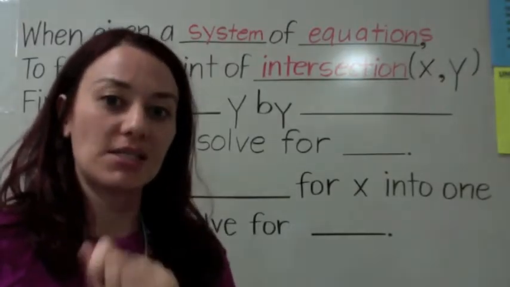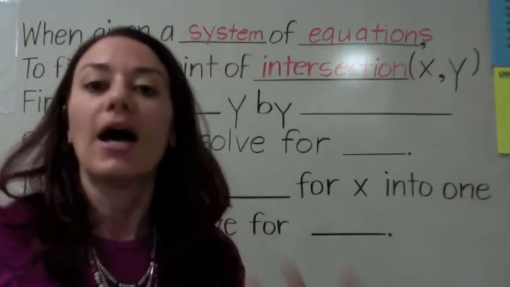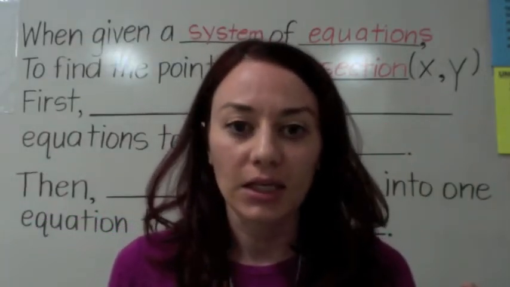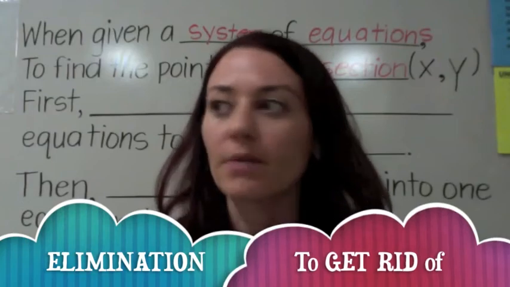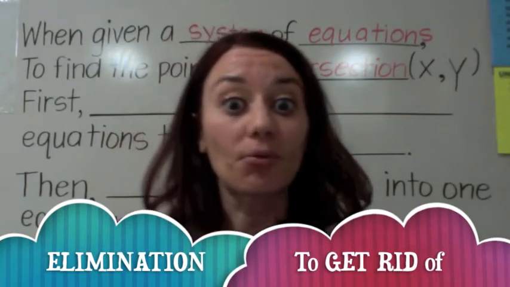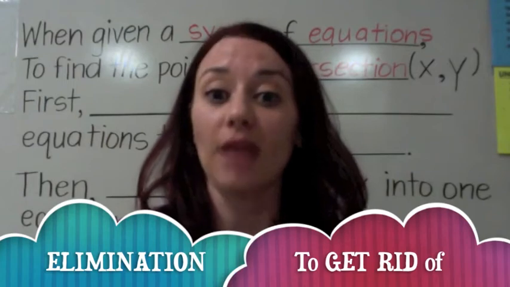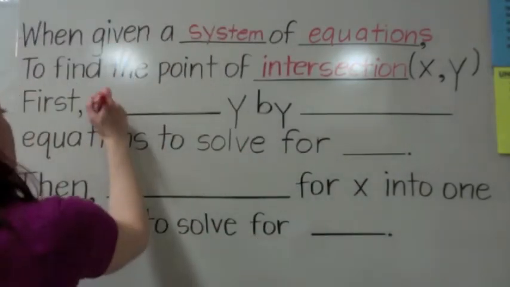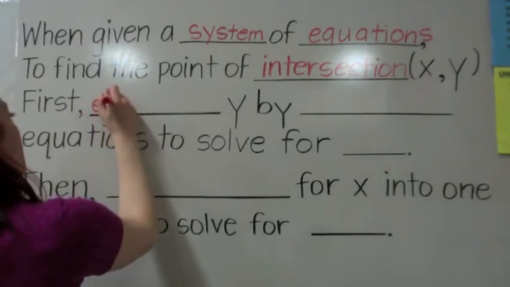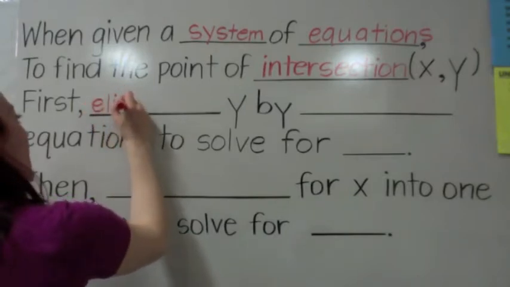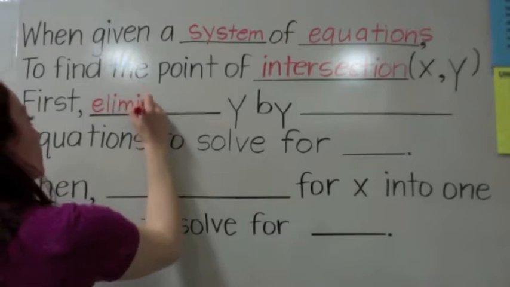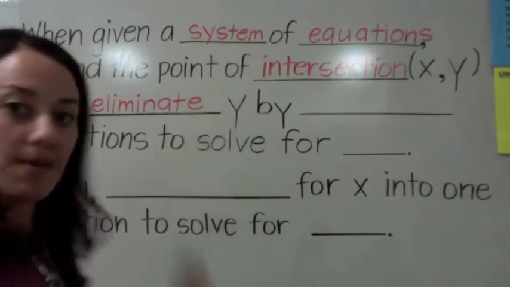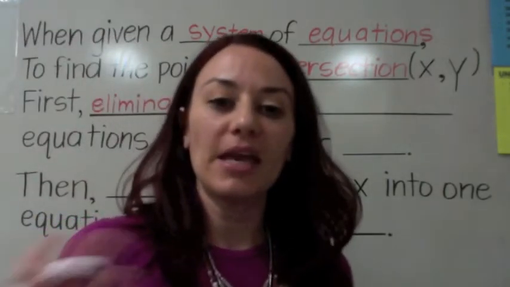The first thing is elimination. What does elimination sound like? Eliminate. What does that mean? To get rid of, to cancel out. So first we're going to use elimination. I've set these equations up so that we eliminate which variable? We're going to eliminate y.